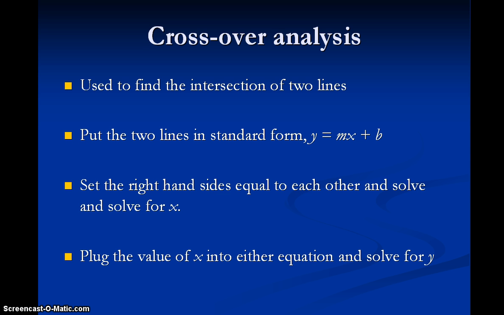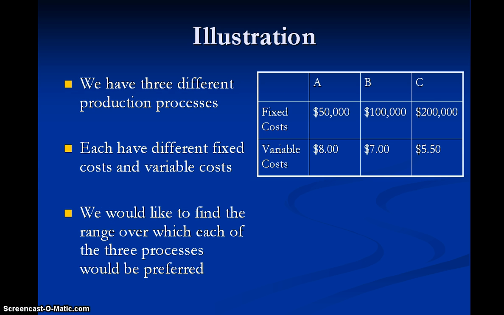The easiest way to go about doing this is to put both of the lines in standard form, where you have y equals mx plus b. Set the right hand side of each of the two equations equal to each other and solve for x. Once you have x, you can plug that x value back into either of the two original equations and solve for y. So we'll give you a quick illustration here.